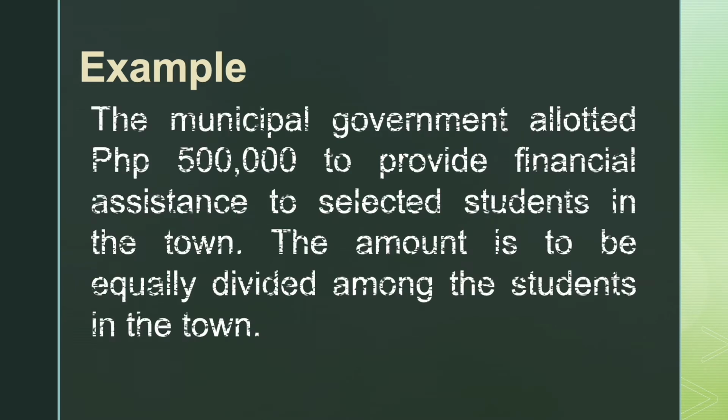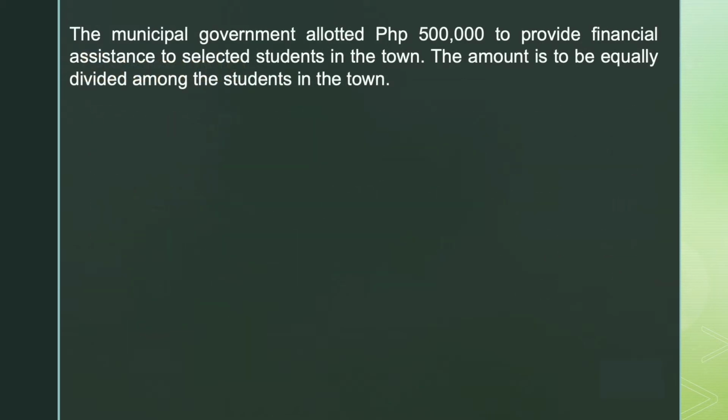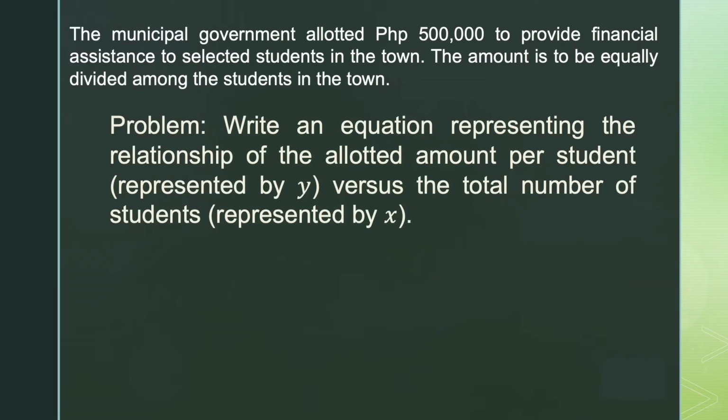Now let's take a look at the following example. The municipal government allotted 500,000 pesos to provide financial assistance to selected students in the town. The amount is to be equally divided among the students in the town. The problem is, write an equation representing the relationship of the allotted amount per student, represented by y, versus the total number of students, represented by x.